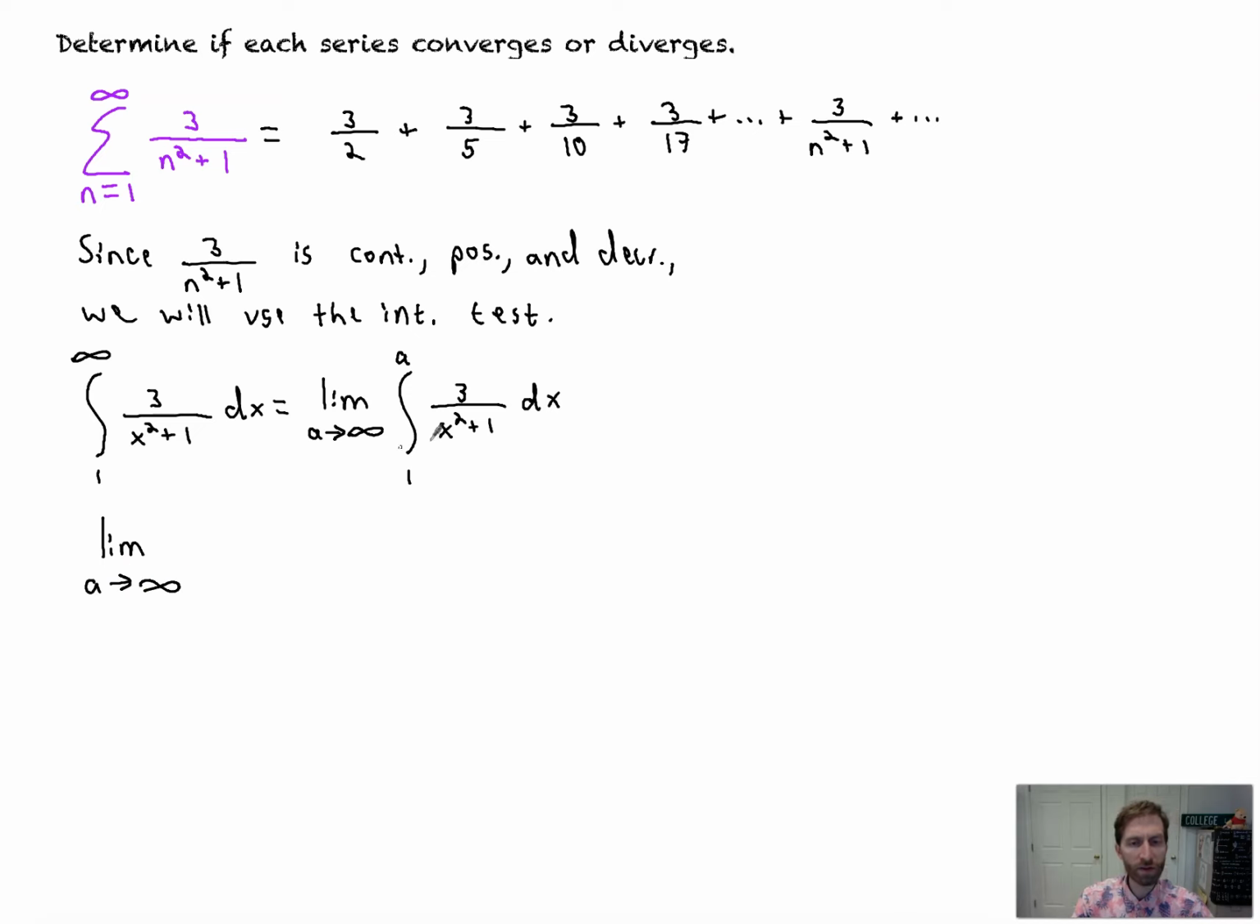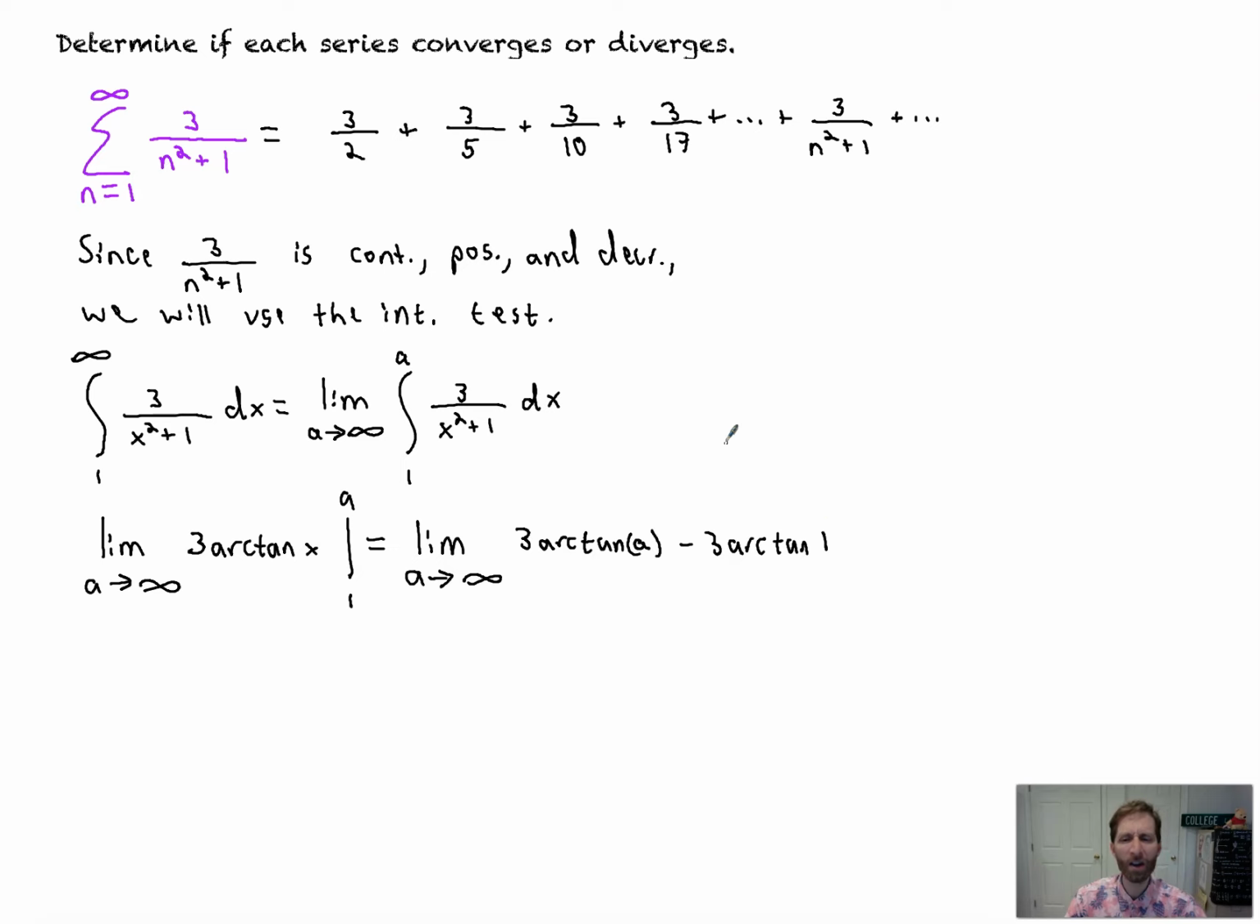So this is the limit as a goes to infinity of the antiderivative, which is 3 times the arctan of x. It's the perfect arctan definition, and that's evaluated from 1 to a. That's going to be equal to the limit as a goes to infinity of 3 arctan of a minus 3 arctan of 1. All right, not so bad. So let's check out what all of this ends up equaling.